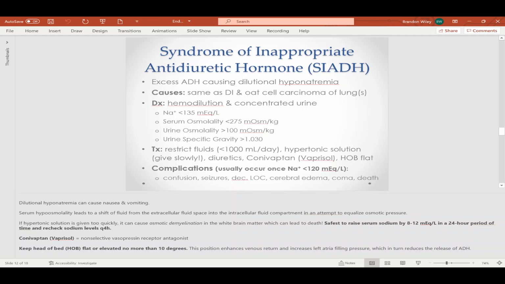Complications. So what happens when we have a very, very low sodium? This goes all the way back to earlier material. Seizures, yeah.